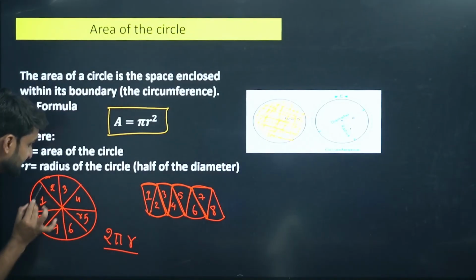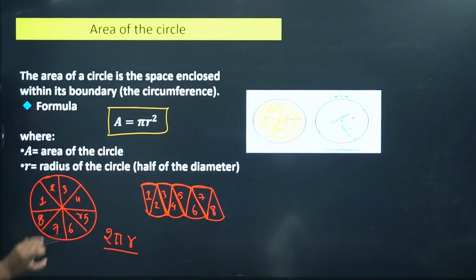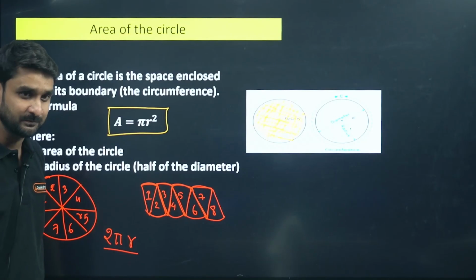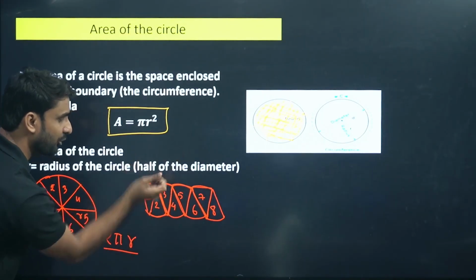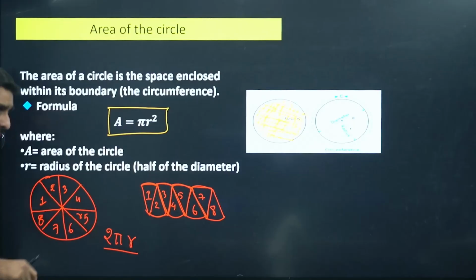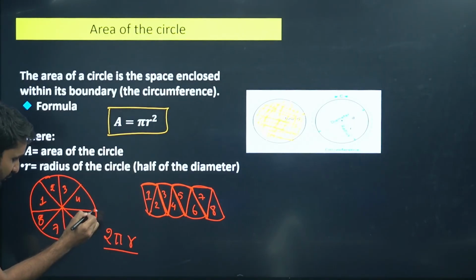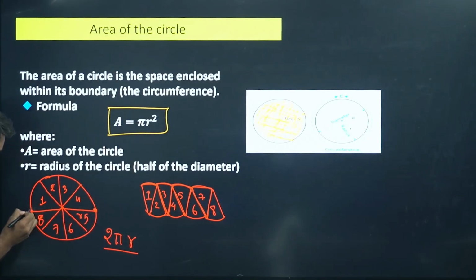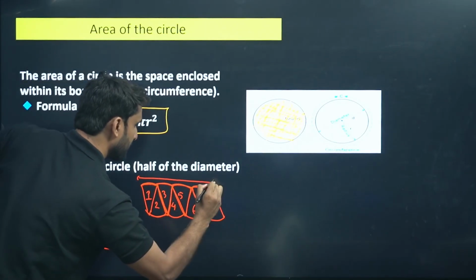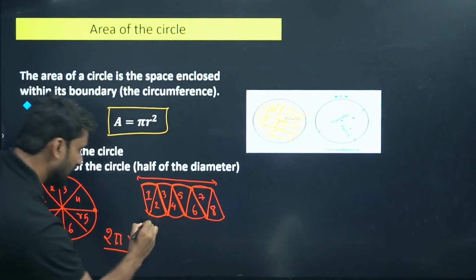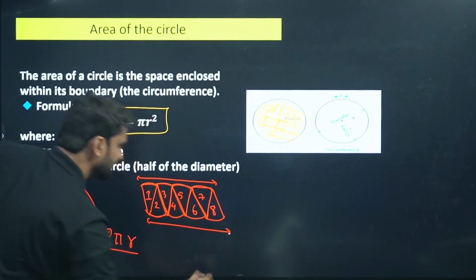The circumference is the total boundary. The length of the total boundary is called circumference. If we are arranging 4 slices in this form and 4 slices in this form, then the half of the circumference will be this, and the half of the circumference will be this.